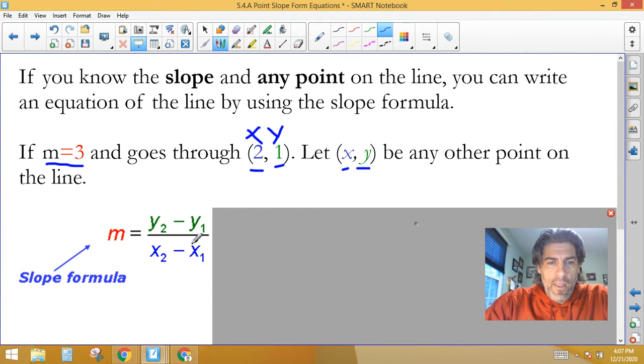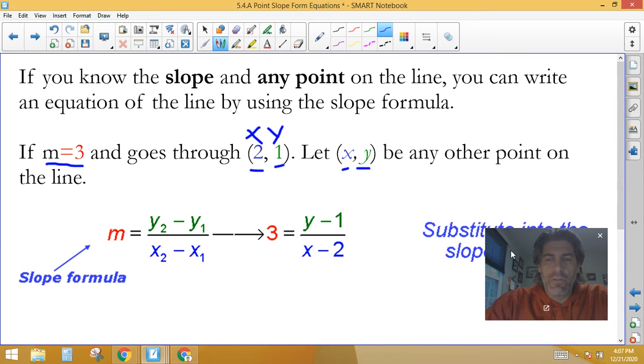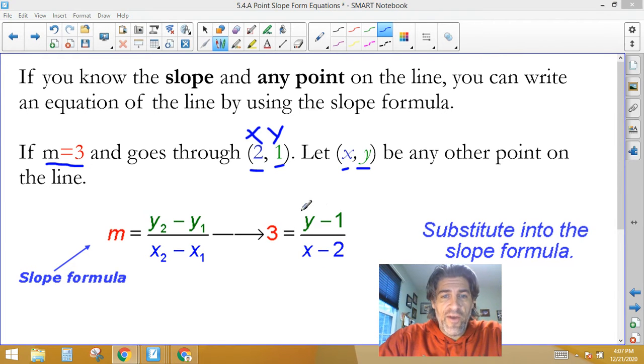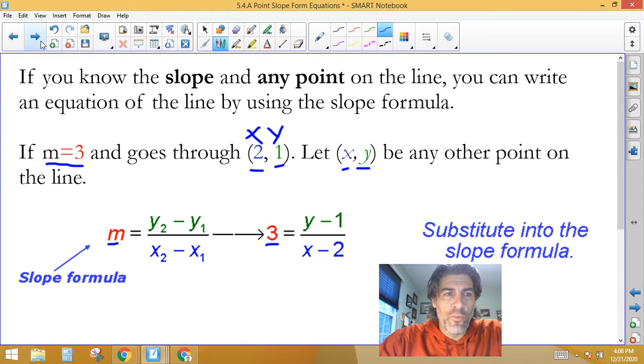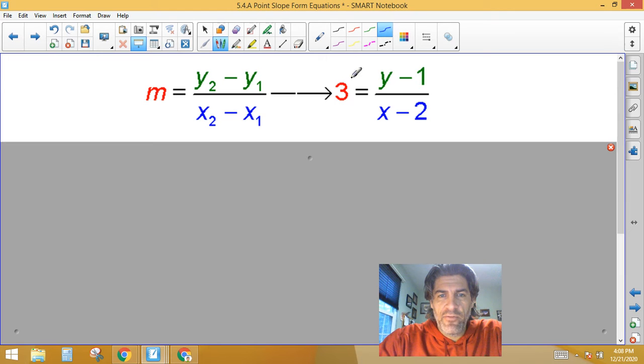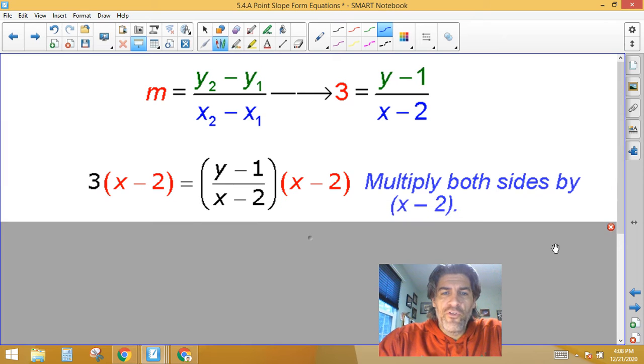So here's the slope formula, and all I'm going to do is substitute these values into the slope formula. Notice we said the slope was 3, so here's the 3 replacing the m, y1 was 1, x1 was 2. All I did so far was plug them into the slope formula. Now I'm going to multiply both sides by this x minus 2, which is in the bottom here. This x minus 2 and this x minus 2 cancel each other out. That's the purpose of doing it.